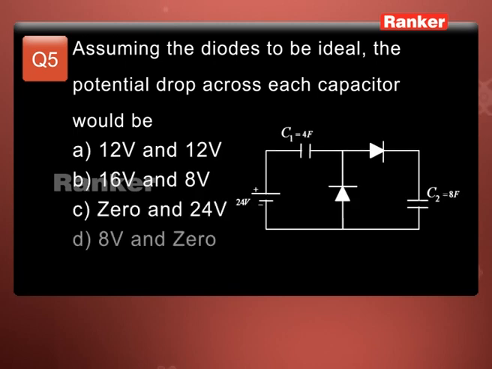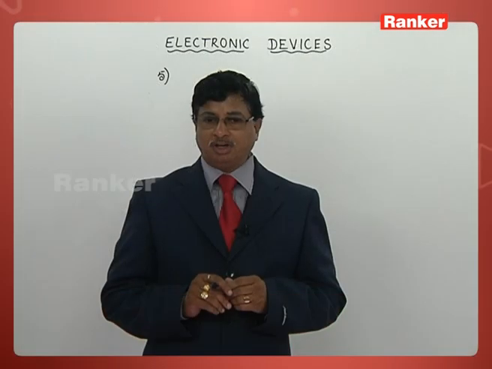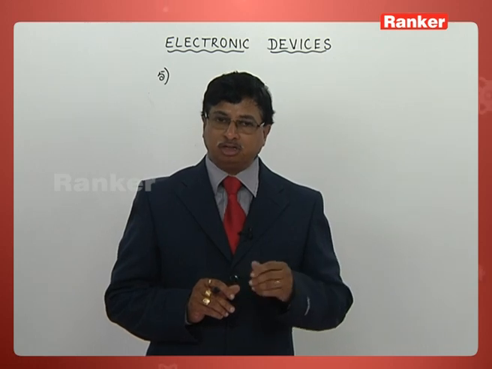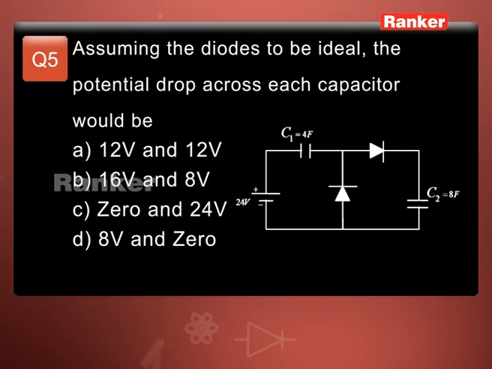Assuming the diodes to be ideal, the potential drop across each capacitor would be how much? He has given us a small circuit which has 2 diodes and 2 capacitors connected, and one cell also connected across. The options are: 12 volt and 12 volt; second option 16 volt and 8 volt; third option 0 and 24 volt; and fourth option 8 volt and 0 volt.